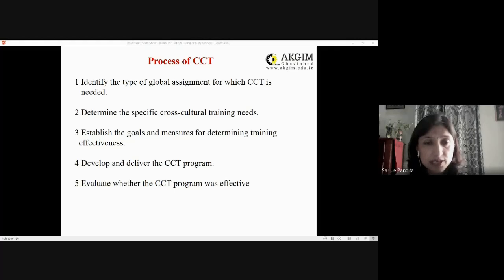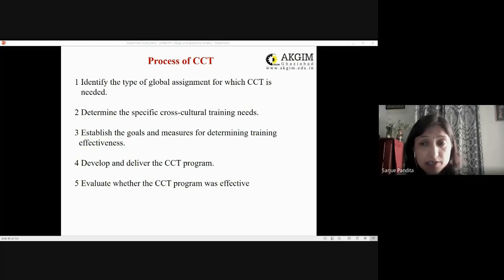First is organization level, second is obviously individual level, and third is assignment level. When we say organizational level, this analysis considers how CCT can assist both headquarters and subsidiary in supporting its global strategy. That means when you are analyzing whether cross-cultural training has to be given or not, you have to keep in mind global strategy and subsidiary strategy.